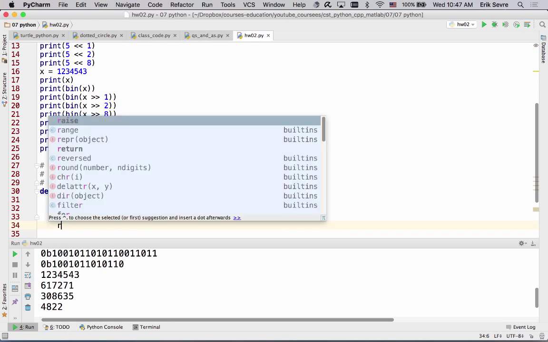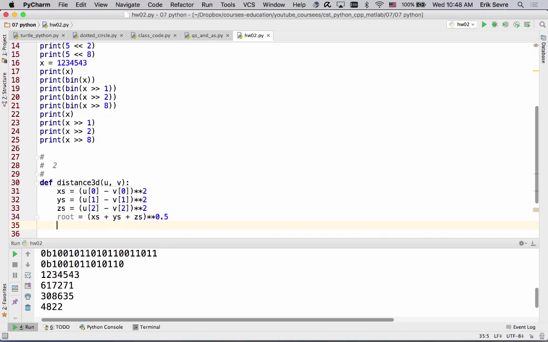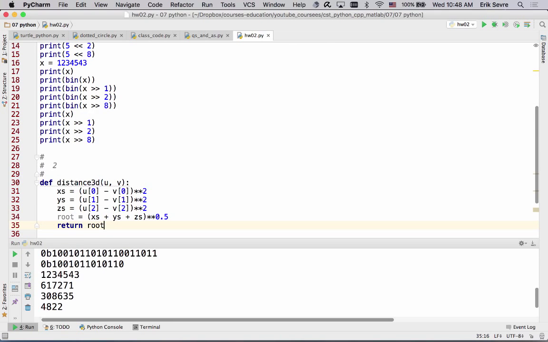Now we take the root of these. So we're going to say that the root is equal to xs plus ys plus zs to the 0.5. So we'll just raise this to the 1/2 power. We'll take the square root there. We want to return the value, so just return root.